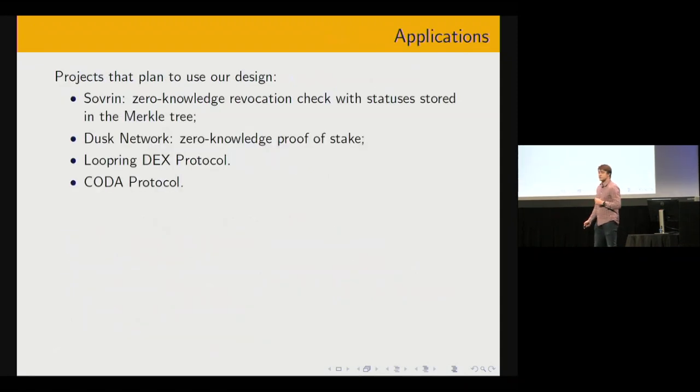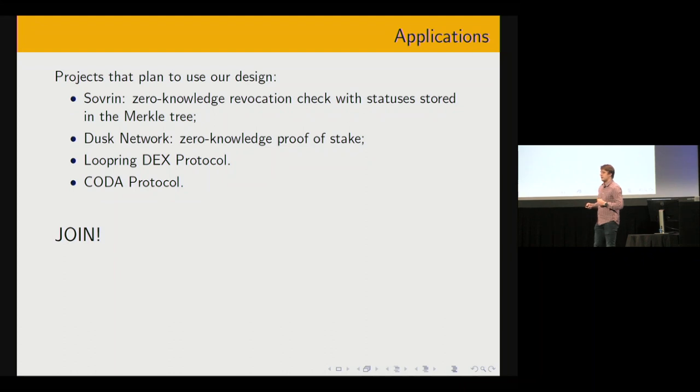So there are several projects that already use our design. Sovereign uses it for revocation checks. Dusk Network uses it for proof of stake, the private proof of stake. There are also two other projects where I've seen that they're using it, but I don't know the details: Loopring and Coda. Feel free to join.